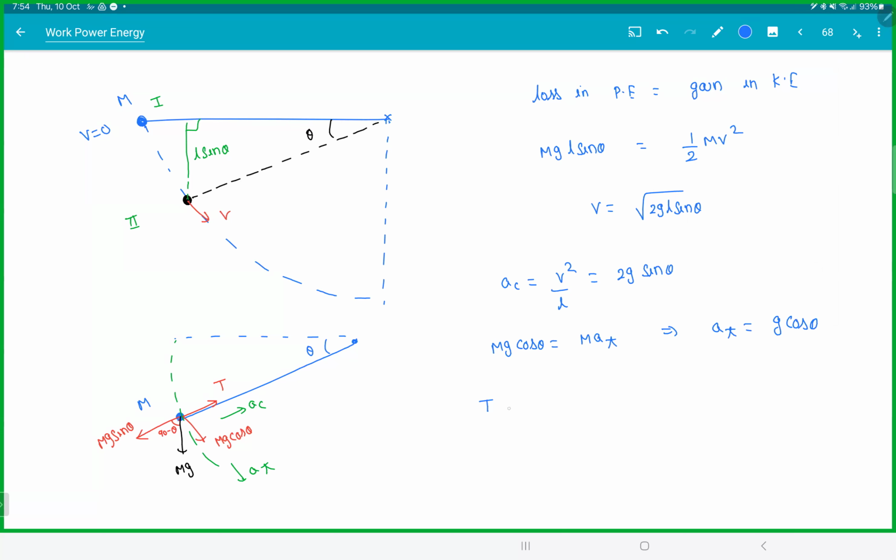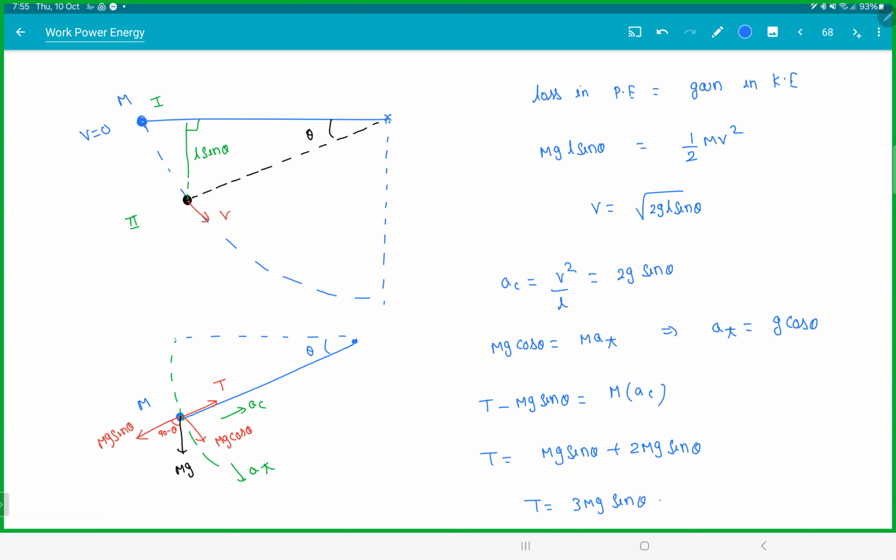What about tension? Tension: T minus mg sine theta is equal to mass into centripetal acceleration. That would be mg sine theta plus 2 mg sine theta. So tension at any instant is 3 mg sine theta. Check. Anyone not clear with the steps, please ask.